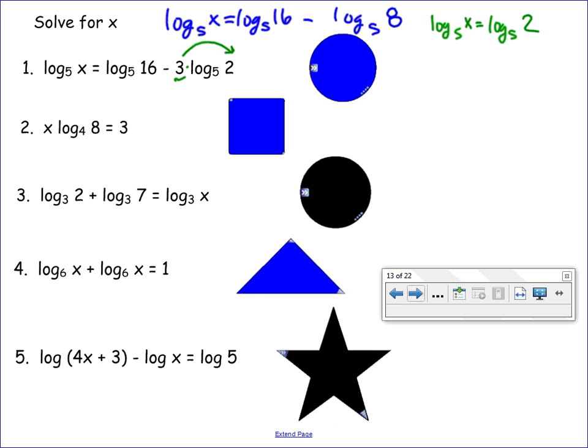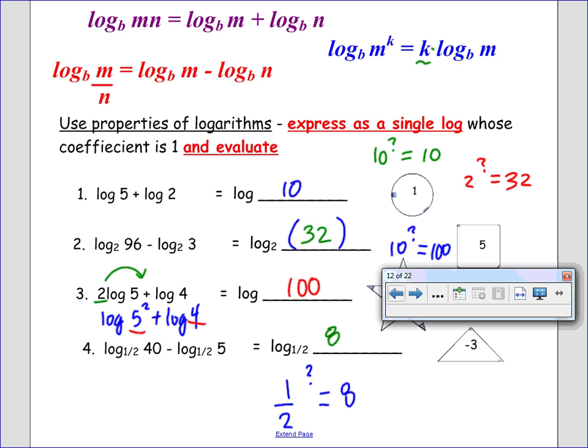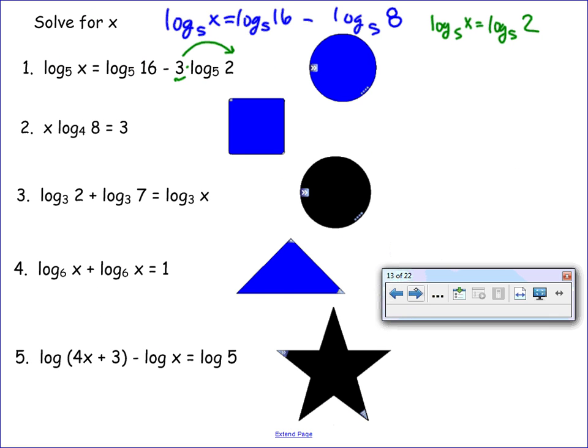Olivia, how did you get the 8? Oh, we took the 3, the constant multiplier in front, and we put it up on top of my log input as an exponent. So this becomes log base 5 of 2 cubed. And what's 2 cubed? 8. That is the blue property. So we put the 3 up on top of the 2, and I got 2 to the third. 2 to the third is 8.